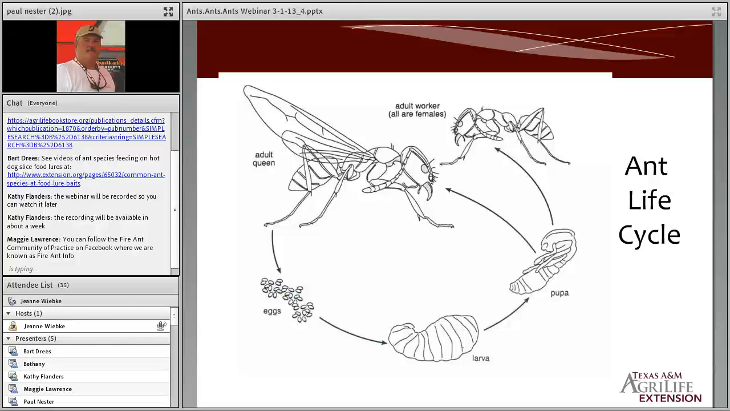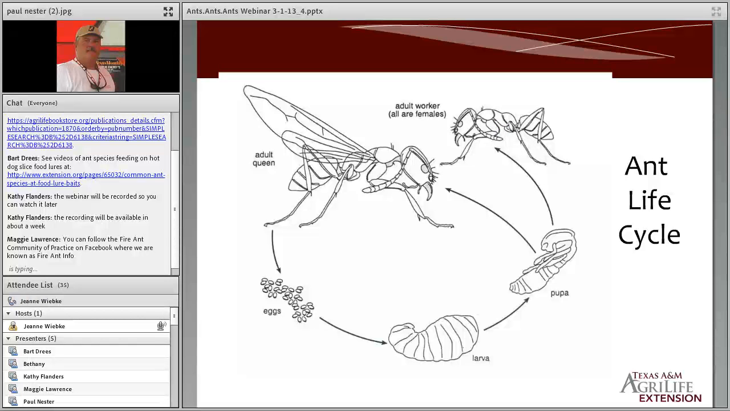By controlling the queen and immatures, you can control your next generation of ants. The immatures are your next generation, and think of the queen as your future generations. So whenever we look at ant control strategies, we want to target the queen and immatures, with the worker ants then slowly dying once the queen and immatures are gone.